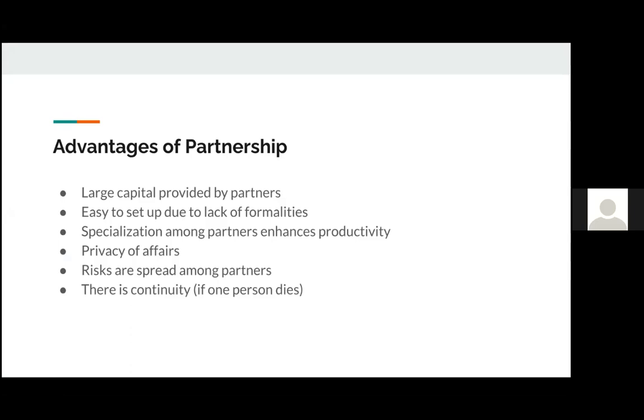And the fact that you have different partners in the business, each one comes with their own specialist knowledge, it will essentially enhance productivity in the company. Again, because there are multiple people, the risks will be spread across the partners, and there is continuity in the business, because if one person dies, because it's not just a one-man business, it's likely that the business will still continue.